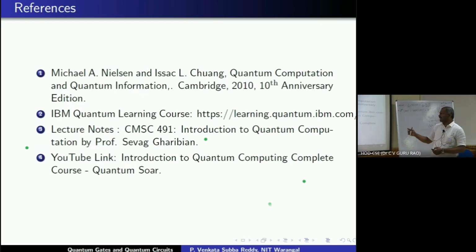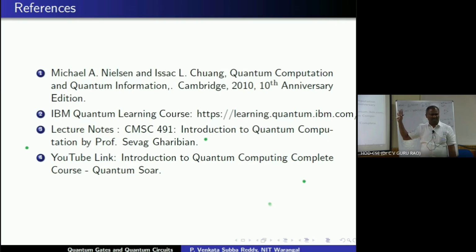And these are the resources. Mainly, most of the things I learned from the IBM Quantum Learning course website. There are different courses, and I used only 2 courses: Basics of Quantum Information and Fundamentals of Quantum Algorithms. There are 4 lessons in each, 4 plus 4, total 8 lessons. After understanding those 8 lessons, you can read whichever textbook you want.